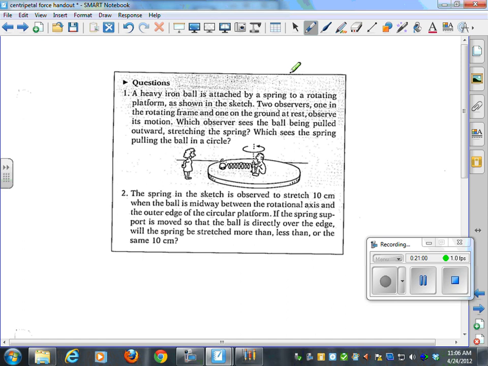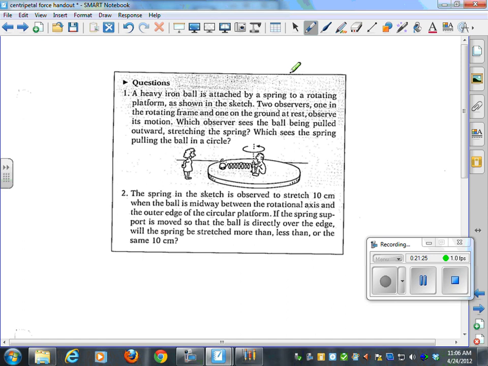A heavy iron ball is attached by a spring to a rotating platform, commonly known as a merry-go-round. Two observers, one in the rotating frame, that would be the man, and one on the ground at rest, that's the woman, observe its motion. Which observer sees the ball being pulled outward, stretching the spring? Which one sees the spring pulling the ball in a circle?